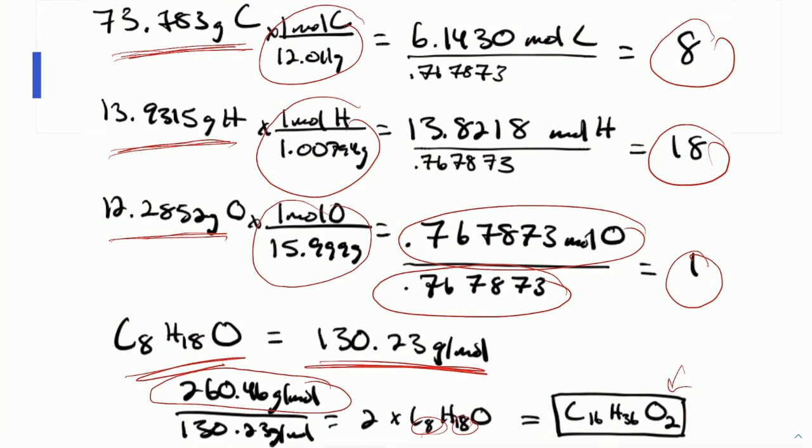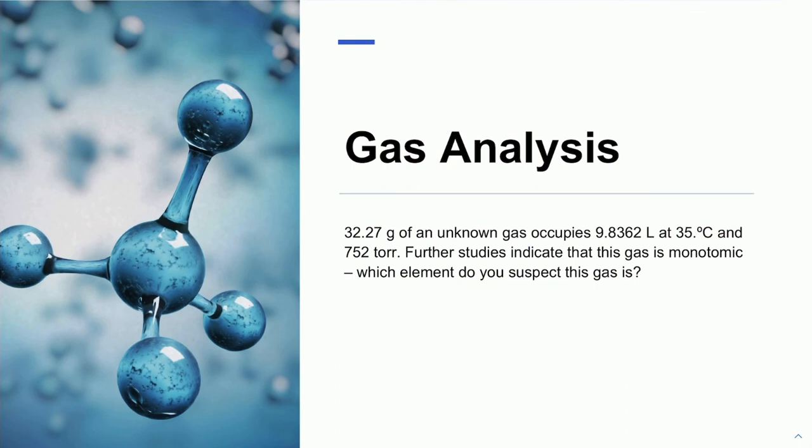This was kind of a review again, but just to make sure that if they ever give you a question on strictly percent composition, this is how you'd go about solving that. All right, last question on this review will have to do with the gas analysis. So they may give you a question like the following. 32.27 grams of an unknown gas occupies 9.8362 liters at 35 degrees Celsius and 752 torr. Further studies indicate that this gas is monatomic. Which element do you suspect that this gas is?